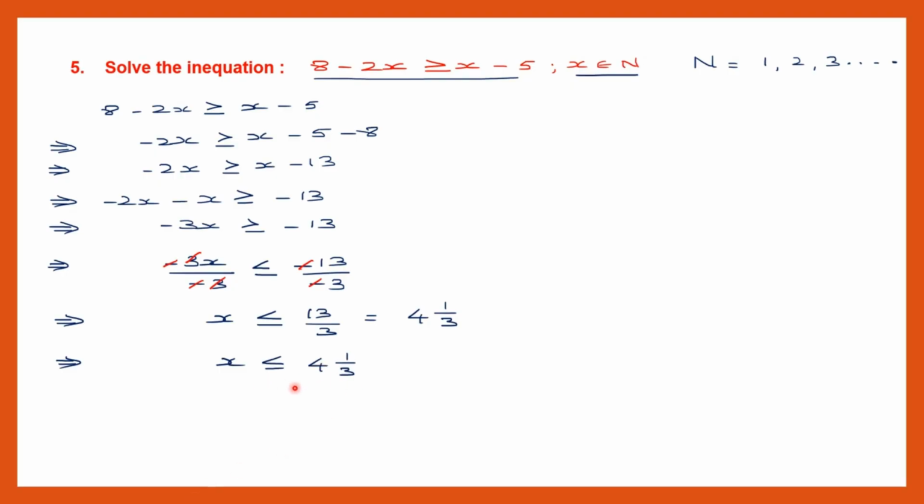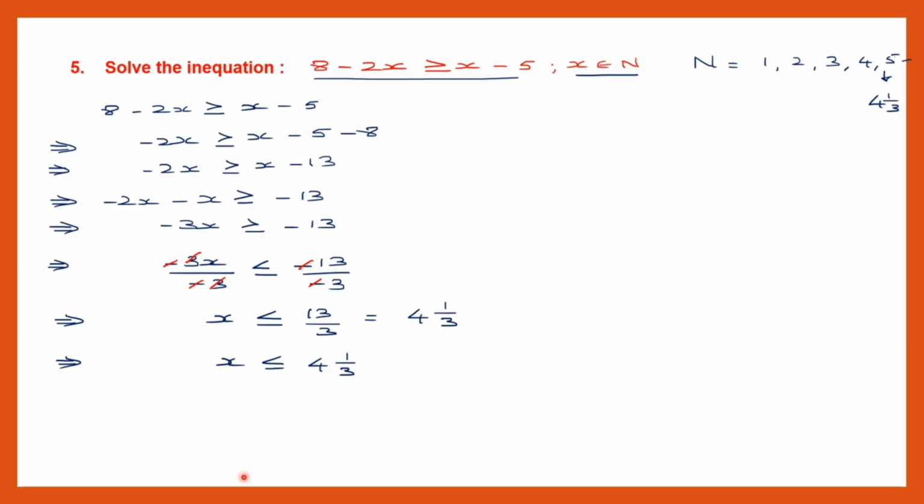So we have to think of all the numbers that are less than 4 1 by 3. And remember, x belongs to natural numbers. So what are all the numbers less than 4 1 by 3? Let's add a few more numbers here. So here I have 4, 5 and so on. It goes on. Now this number 4 1 by 3 is in between 4 and 5. So 4 1 by 3 will come here.